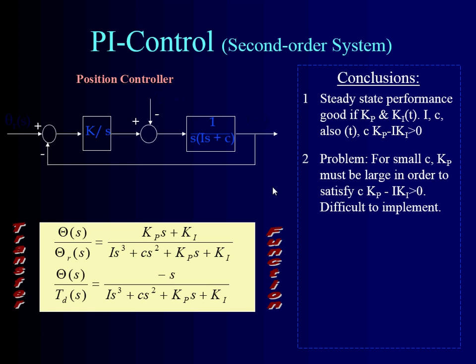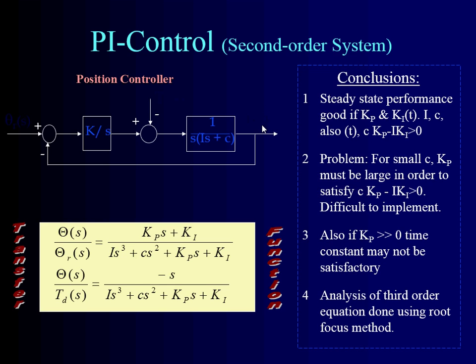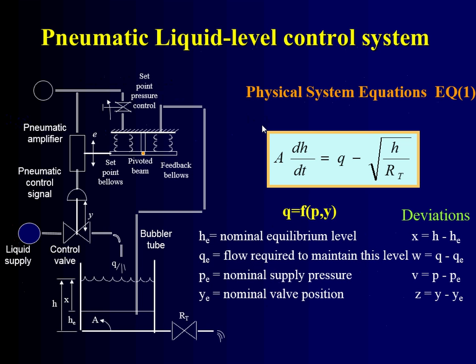For a small e, Kp must be large in order to satisfy the equation. It's difficult to do. If Kp is bigger than 0, the constant may not be satisfactory. And then we will use a third order equation done using the Root-Locus method.